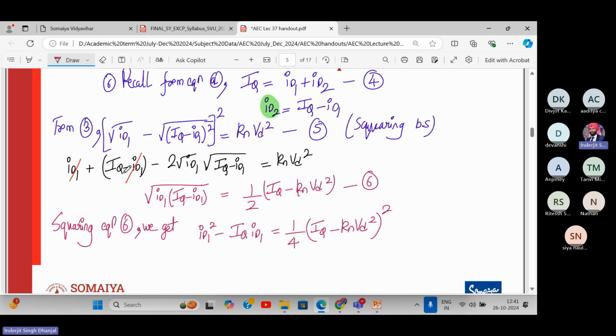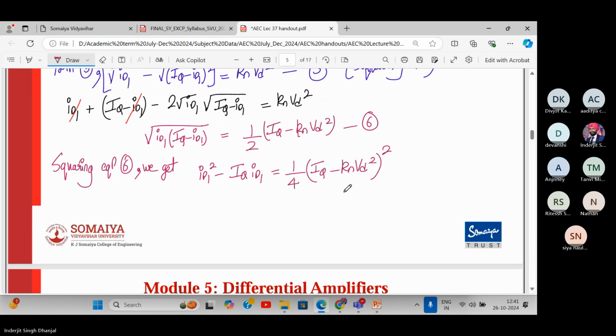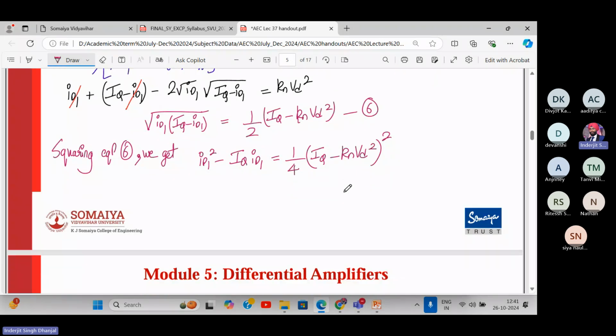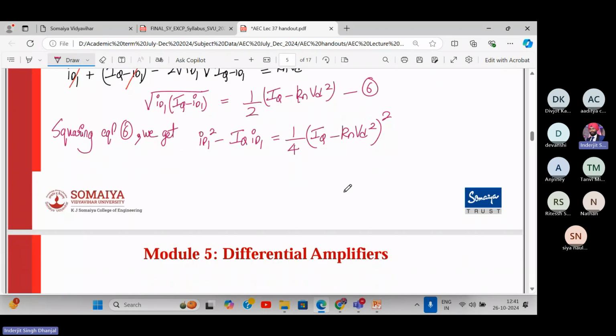This is minus or plus? This is, yeah, IQ minus. Yeah, it is correct. Now what do we do? Next step will be, this is point number 7, I guess.